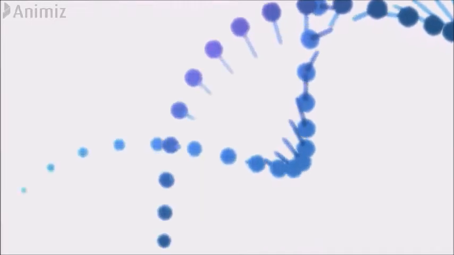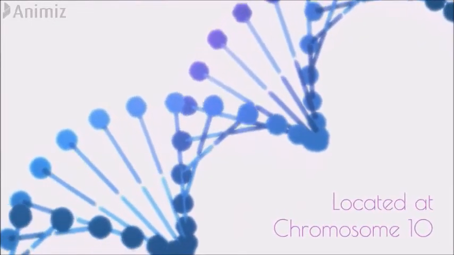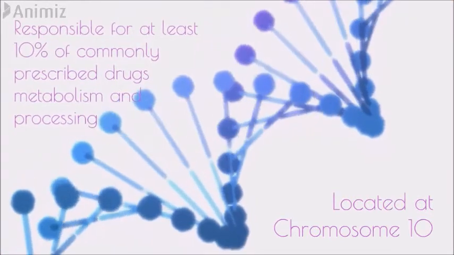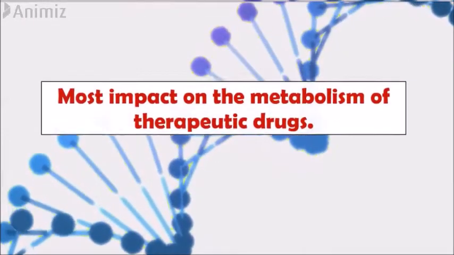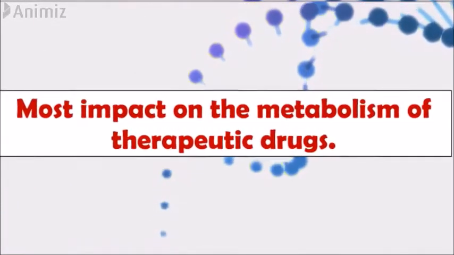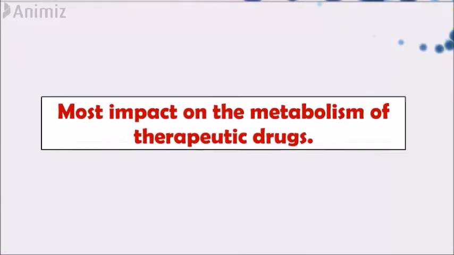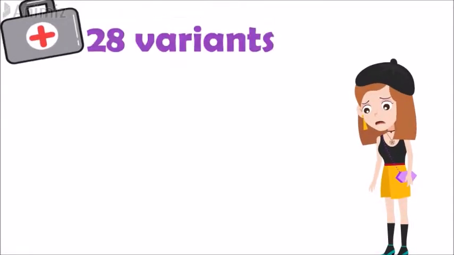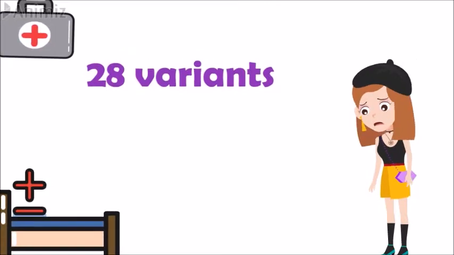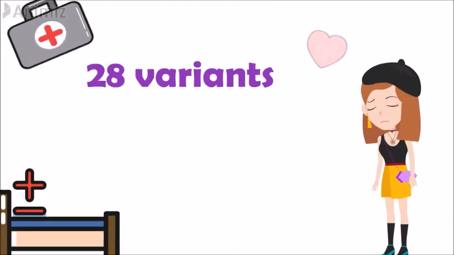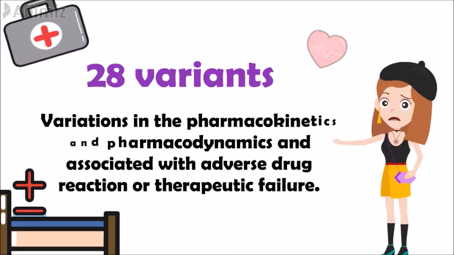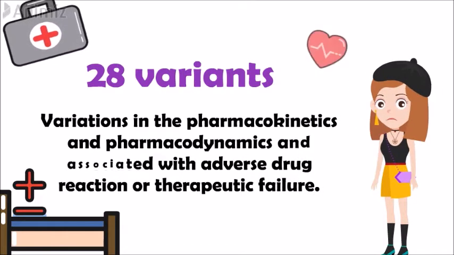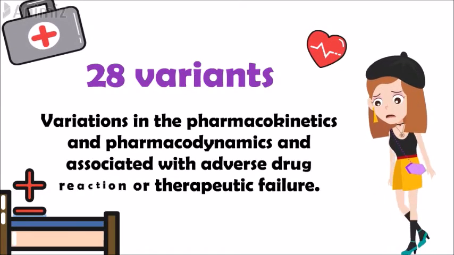This cytochrome 2C19 is located at chromosome 10, which is responsible for at least 10% of commonly prescribed drugs' metabolism and processing. Therefore, if there is polymorphism in this gene, most impacts on the metabolism of therapeutic drugs can be seen. There are about 28 variants that have been identified in this cytochrome 2C19.